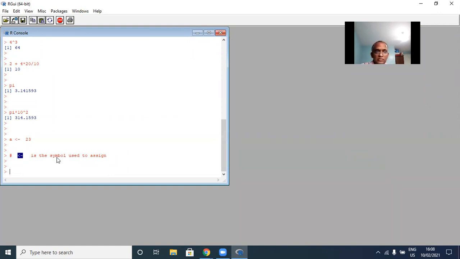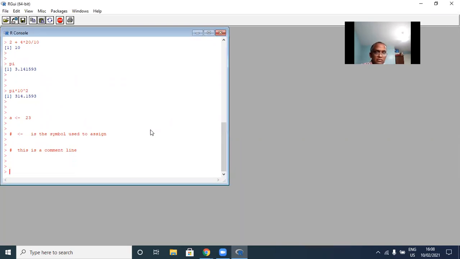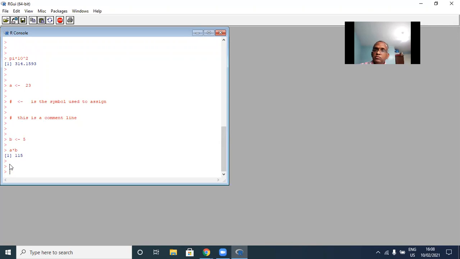By the way, this symbol here, the number key, is for a comment. So anything that you write after the number key is a comment, right? All right, okay. Now, suppose you do something like this. What this means is that you're assigning the value of 5 to an object called B, right? And if you do this, 8 times B gives you 115. If you do this, A divided by B gives you 4.6.